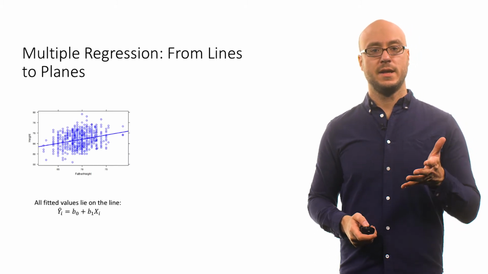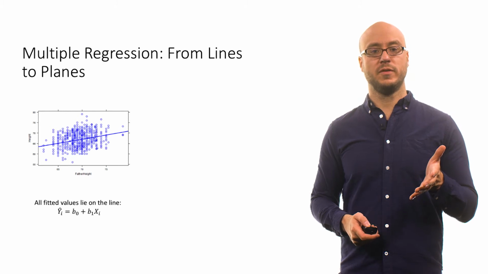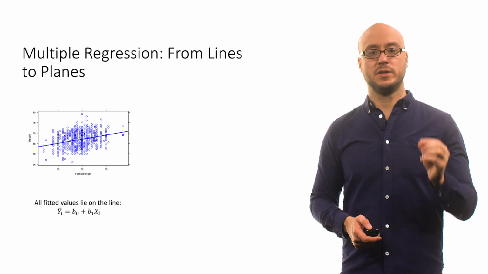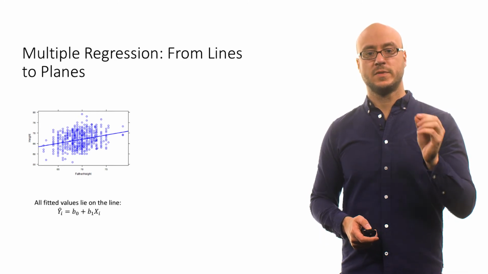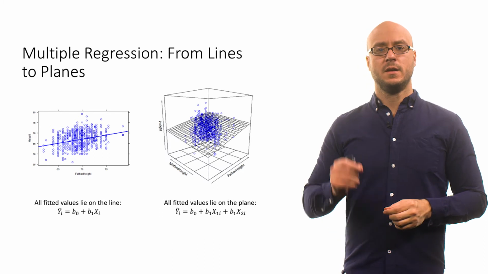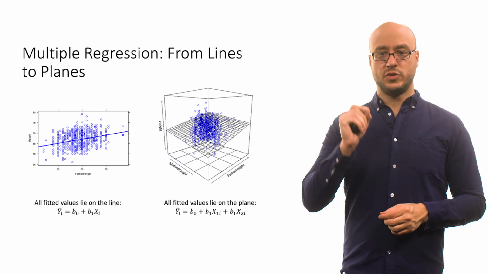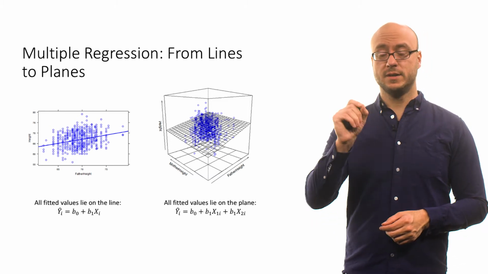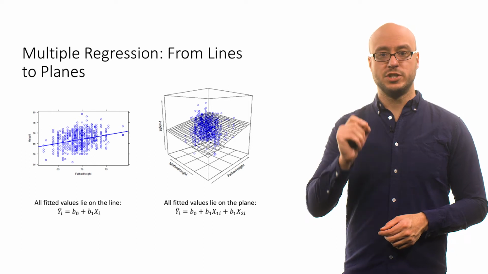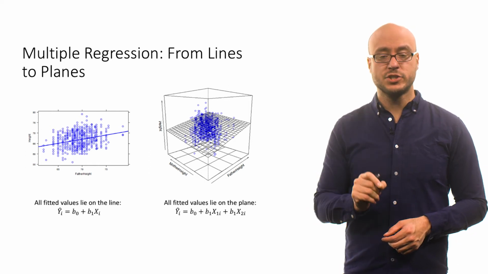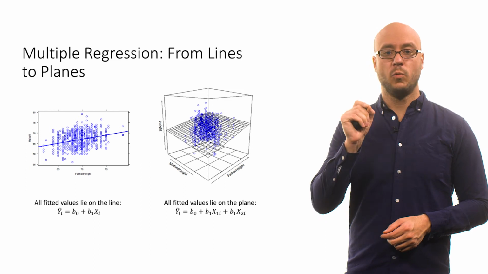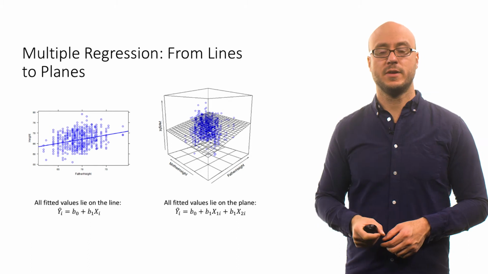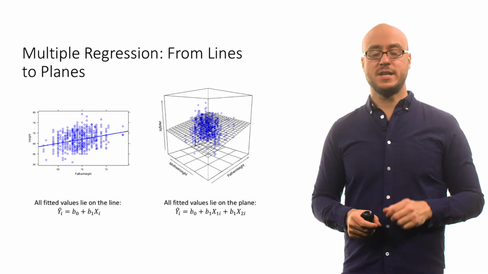When we look at simple linear regression with one input variable, all the fitted values lie on that line. The y-hats are equal to the intercept plus the slope times our x variable. When we look at multiple linear regression with two input variables, all the fitted values lie on that plane. We're just looking at the fitted values as a function of an intercept, plus one slope times one x variable, plus another slope times another x variable. But the idea is the same.